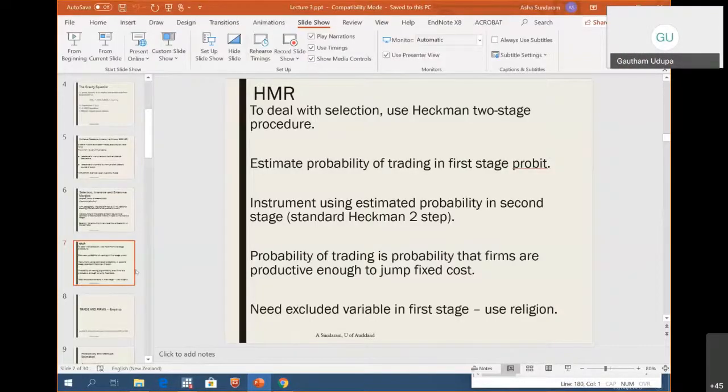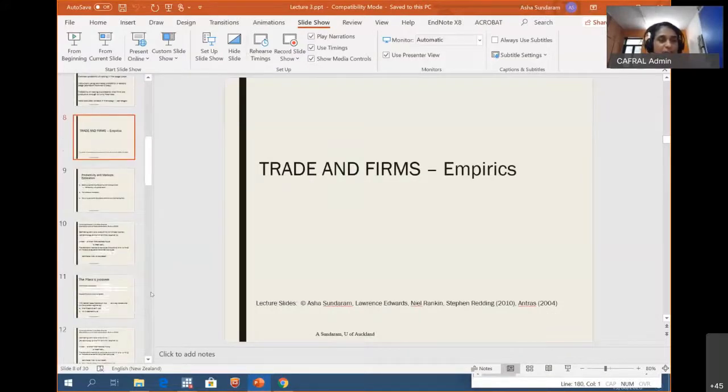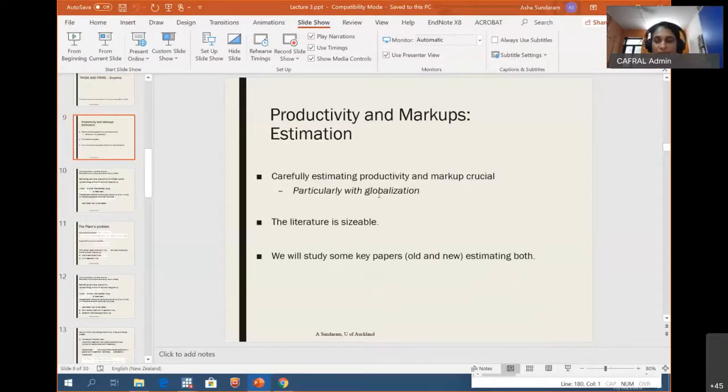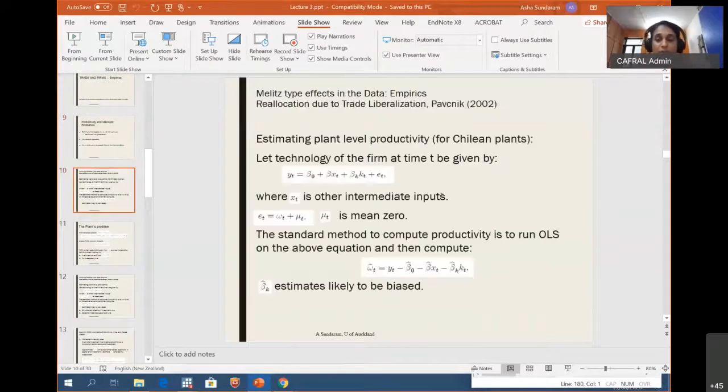Okay, so let me move on to productivity estimation. Again, look, in the interest of time, I'm going to do it very quickly, right? The first thing is, it is an important and a very, very big area of the literature. So actually estimating productivity and markups is very important if you want to look at the impact of trade on firms, as we have seen from the Melitz model. So what I'm going to do is introduce to you the really fundamental paper, Nina Pavcnik's 2002 paper on the impact of trade on firms. And because she does a very good job of calculating productivity, and particularly she uses this technique called the Olley-Pakes productivity estimation technique. So I'm going to start there because that is important, right?